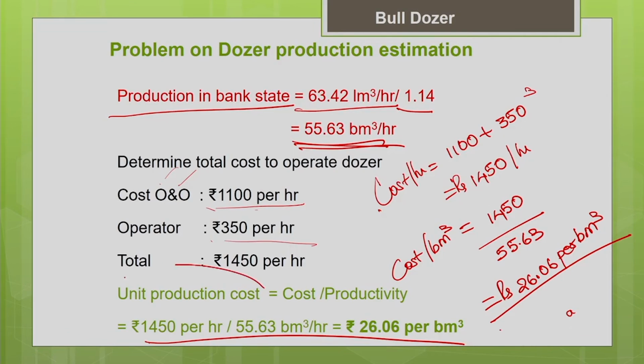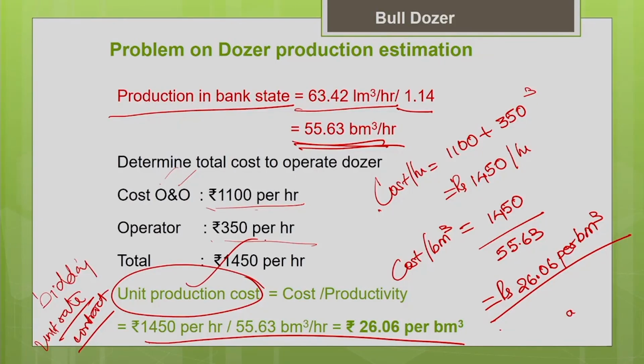So this is a very important parameter, as I told you, when you plan for your bidding. When you go for a unit rate contract, in the unit rate price what you quote, this part will also form a component of that. So that is why you have to be very careful in the estimation of the unit production cost. For that you need to have a thorough knowledge on how to estimate the cost associated with the machine and the productivity associated with the machine. Then only you can make an accurate estimate of the unit cost of production.